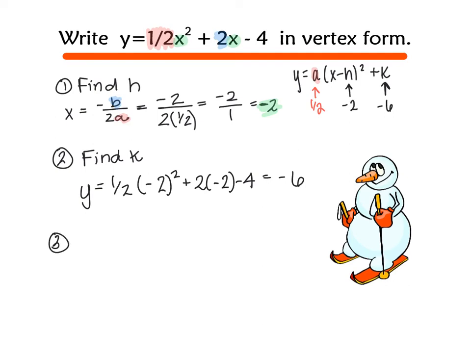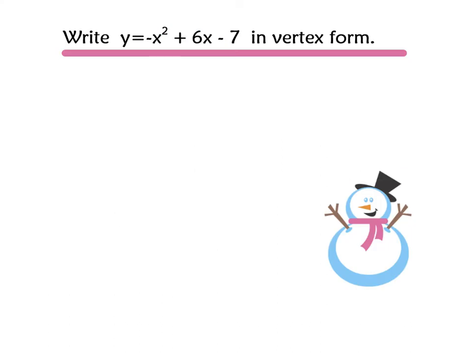And then lastly, rewrite your equation. And so when I do that, I have y equals a, which is 1/2, x minus negative 2, so that becomes addition. And then k is negative 6, so minus 6. Take a few minutes to try this one on your own, so pause the video and attempt this problem. Just a reminder, this is your equation in standard form, and you want it in vertex form.